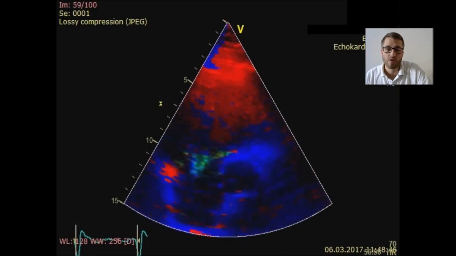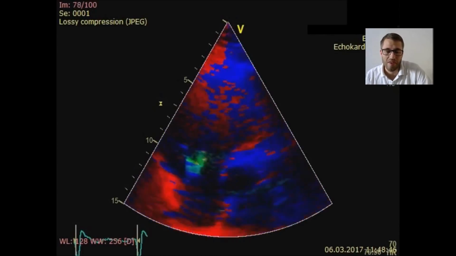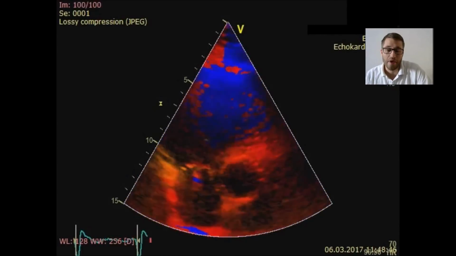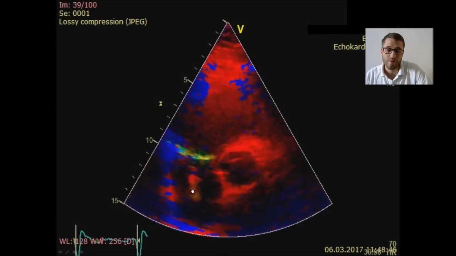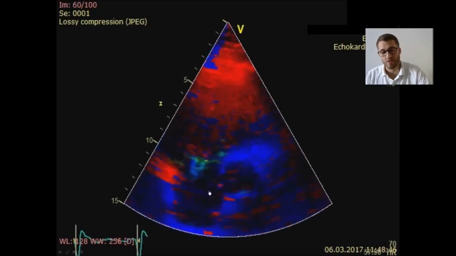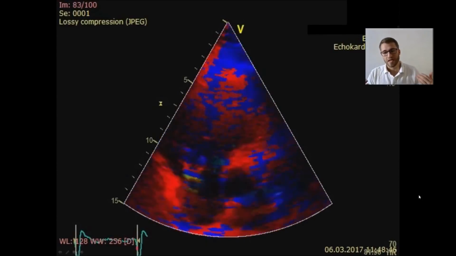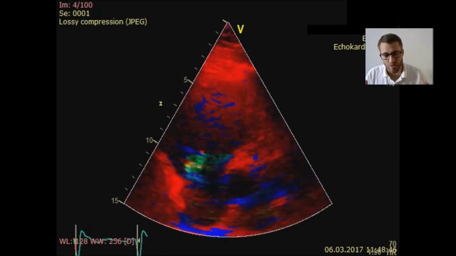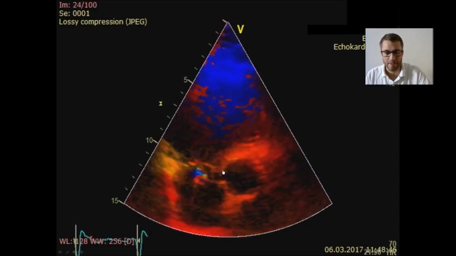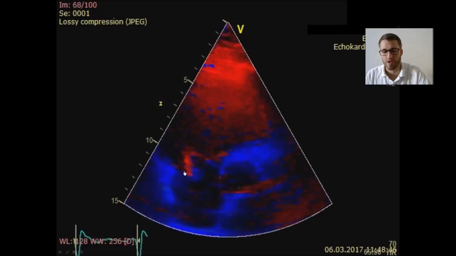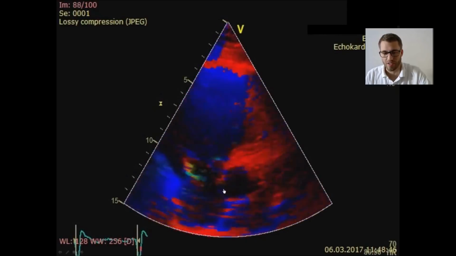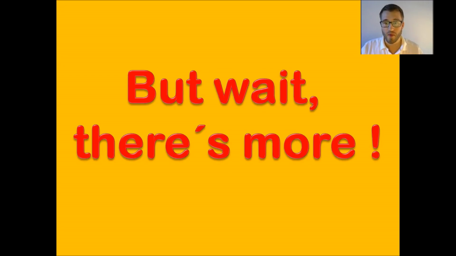I want to close this presentation with this amazing picture of the tissue Doppler imaging of the TTE, where one can see this structure so clearly because it's glooming towards us, and it shows us that this structure definitely does not belong to the normal structures of the heart. But wait, there's more.